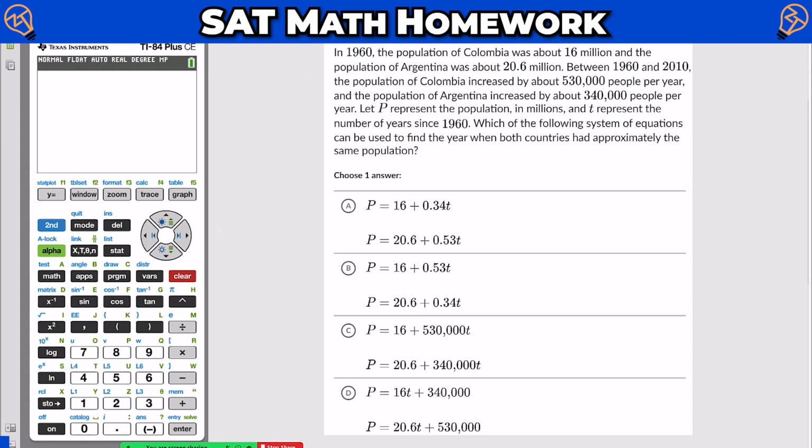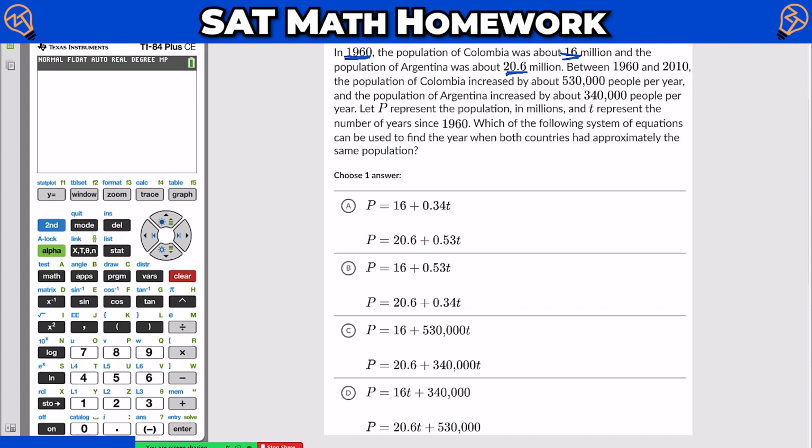So this is a pretty neat question. Notice they talk about in 1960, which is going to be the initial year here, the population of Colombia was 16 million and Argentina was 20.6 million. So both of those represent the initial population in millions, and an initial value is always the y-intercept.